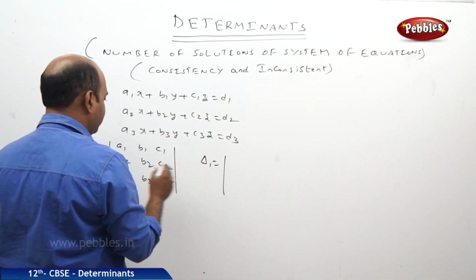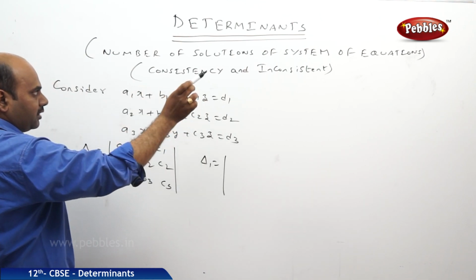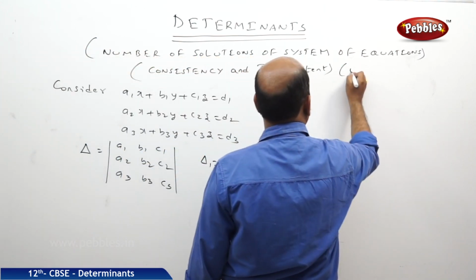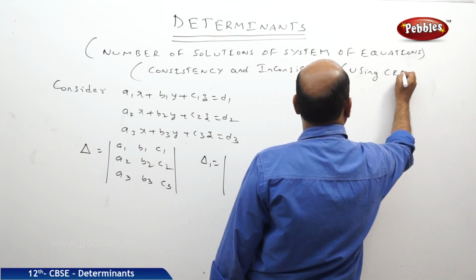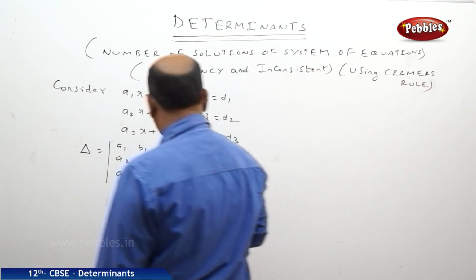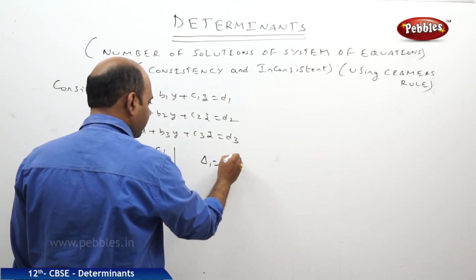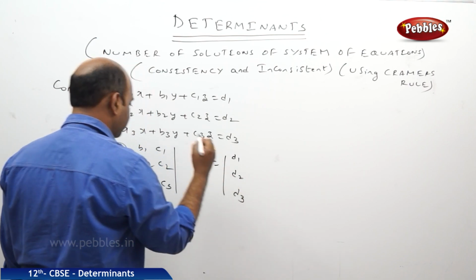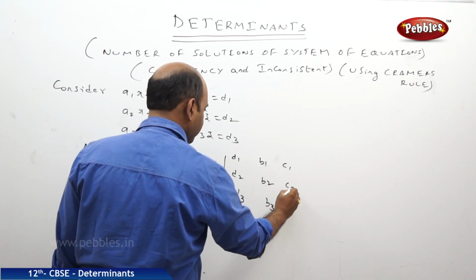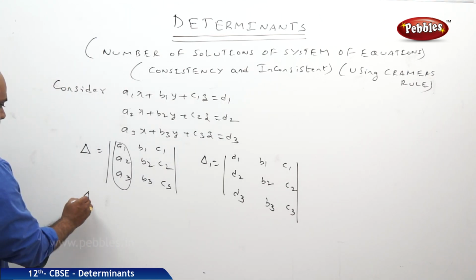What will be delta 1 for us? By using Cramer's rule. I am developing consistency and inconsistency for the system of equations using Cramer's rule. So delta 1: the first column should be replaced by d1, d2, d3, and then b1, b2, b3, and c1, c2, c3. This is delta 1.